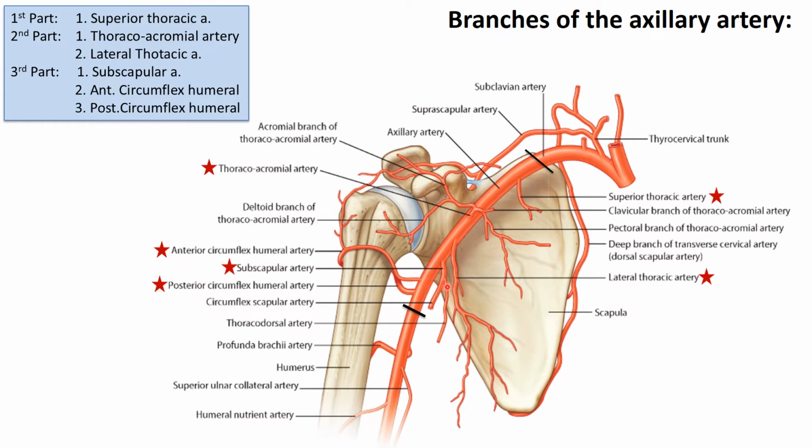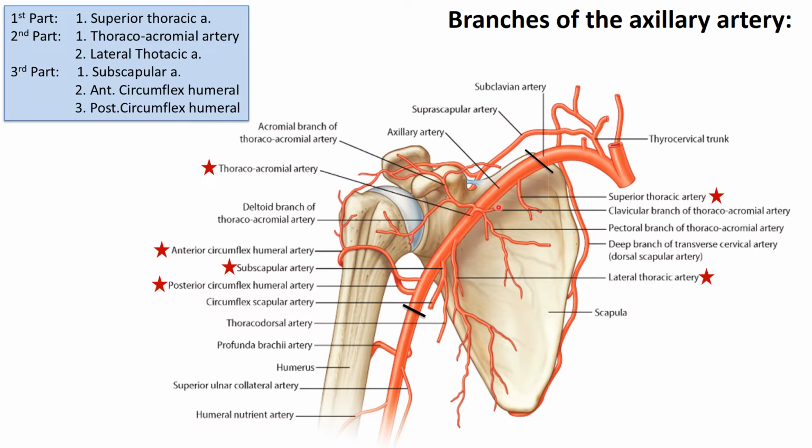and the part distal to the pec minor's attachment is the third part. One branch from the first, again, superior thoracic artery. Two branches from the second part, thoracoacromial artery and lateral thoracic artery. And three branches from the third part, subscapular artery, anterior circumflex humeral artery, and posterior circumflex humeral artery. Now all these branches together, they supply the axilla, the walls of the axilla, and the surrounding spaces. Okay, so unlike nerves, for the nerve supply of the muscle, we want to know the specific nerve that supplies a particular muscle. But for the arteries, you don't have to know the very specific area that the artery supplies.